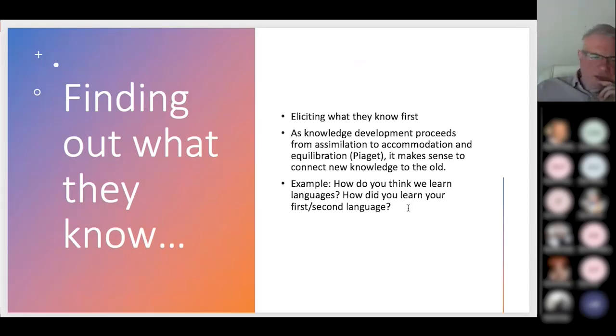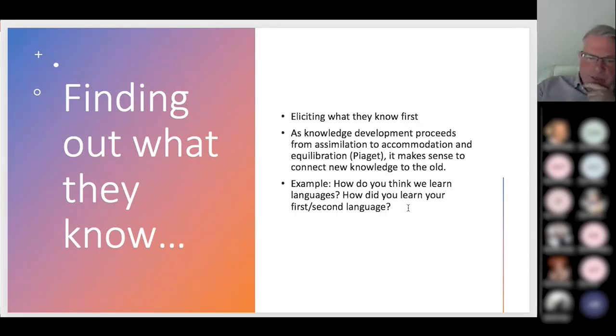Another reflection regarding class management concerns making sure that we elicit what our students know beforehand, or in the very first minutes of our class. Obviously, they do not come to the class empty-headed. They come with a degree of their own knowledge. And as we know that knowledge development proceeds from assimilation to accommodation and then equilibration, it makes sense to connect the new knowledge, whatever we are about to teach, to the old knowledge. So asking students what they know about the topic we are about to teach helps us to make this connection.